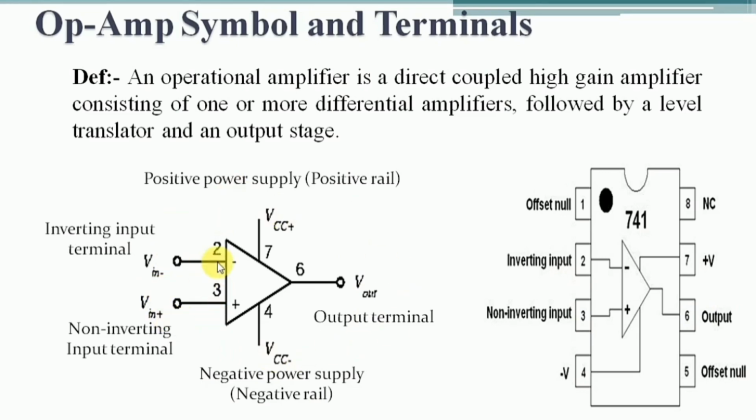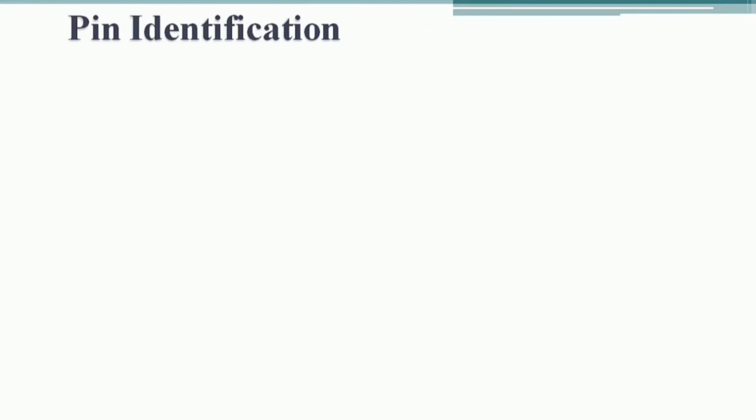Here 2 and 3 are the inverting and non-inverting input terminals, pins 4 and 7 are supply voltage pins, and the 6th one is the output terminal. Even if you give input signals, without applying the power supply voltage, this operational amplifier will not work. So the operational amplifier symbol is a triangle which consists of 2 inputs and 1 output. Now we are going to see how we have to identify the pins of an operational amplifier.